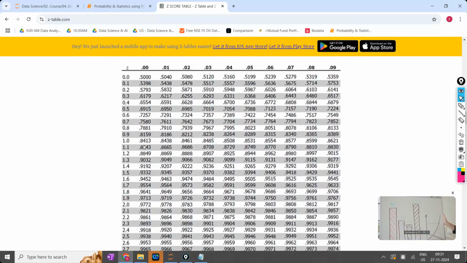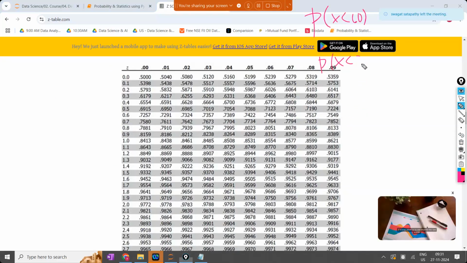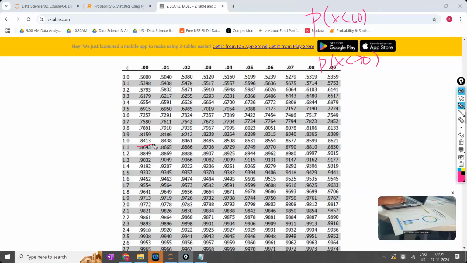1.00, what is the answer? 0.8413. Write this one. What is the probability of x less than 60? It is 0.5. What is the probability of x less than 70? 0.8413. Write that one in the notes.